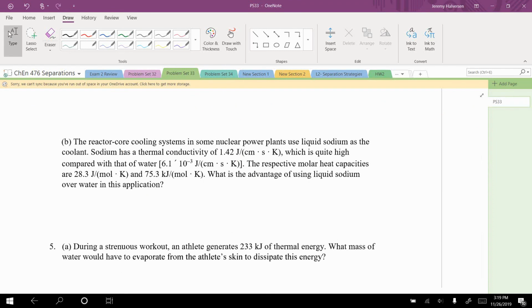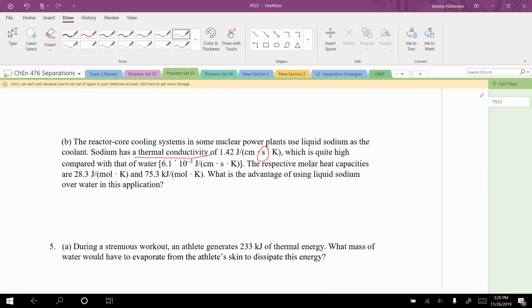All right, the reactor core cooling system in some nuclear power plants uses liquid sodium as the coolant. Sodium has a thermal conductivity. Okay, now thermal conductivity is different than heat capacity. You can see thermal conductivity is quite high compared to that of water. The respective molar heat capacities are given. What is the advantage of using liquid sodium over water?